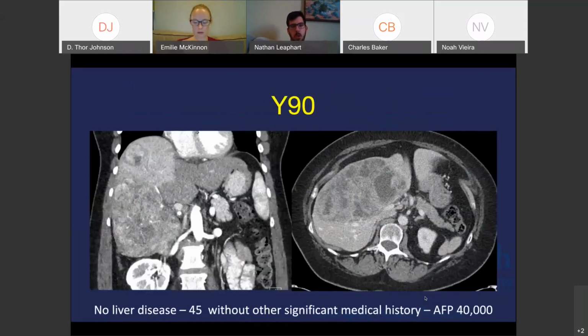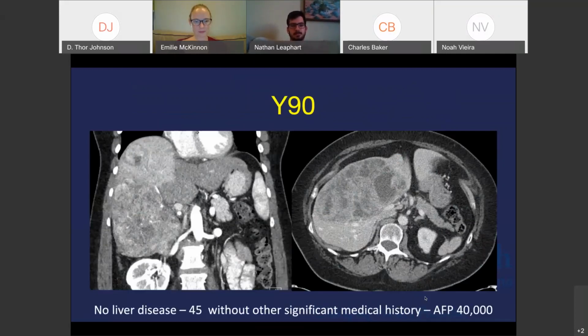So, here's an example of a patient that I treated, a 48-year-old woman, no significant medical history. This is an HCC, biopsy proven. She does own a bar, so I don't know if it's karma or something, but her AFP was 40,000. And so I did two second-week Y90 doses to her.